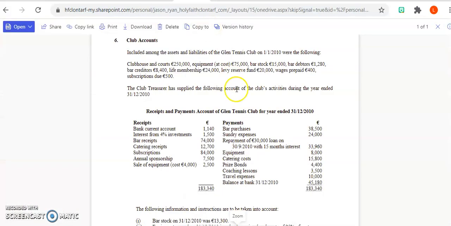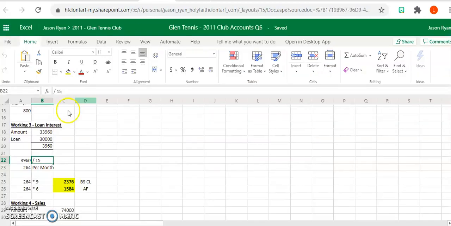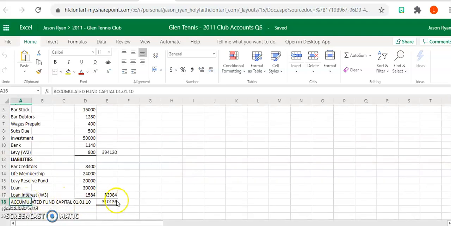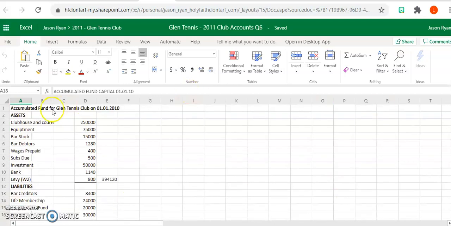So it's important to read the date here to see how much is it for this period, and make sure if it's at the end of the month you include that month, and if it's at the start of the month that you don't. And then you add up all your assets, add up all your liabilities, and you take one away from the other, and you get your cumulative fund. So you've got 394,120, 83,984. Take them away from each other. So the cumulative fund at the start is 310,136. And remember, put your heading in at the top, you get marks for that. And that's your cumulative fund completed with your adjustments.